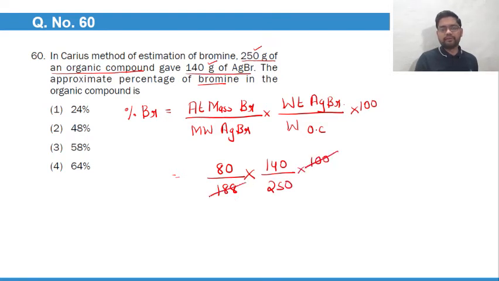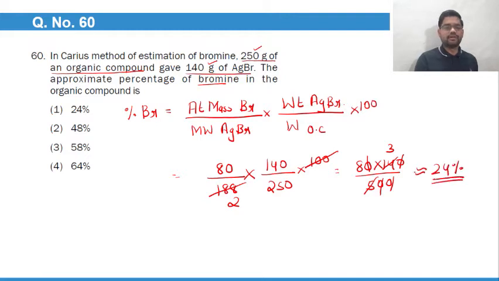So I'll take it approximately 2 times, that is 200 times. So that is equal to how much? This is 80 into 140 whole divided by 500. So this 0 gets cancelled. So this is almost 5 3s are 15, 3 8s are 24. So approximately the answer will be 24%. So 24%, option number 1 will be the best answer.